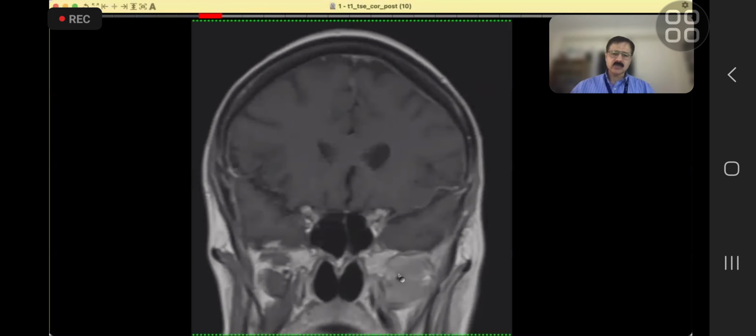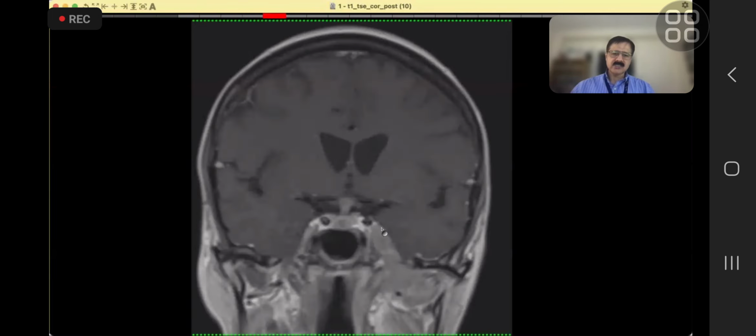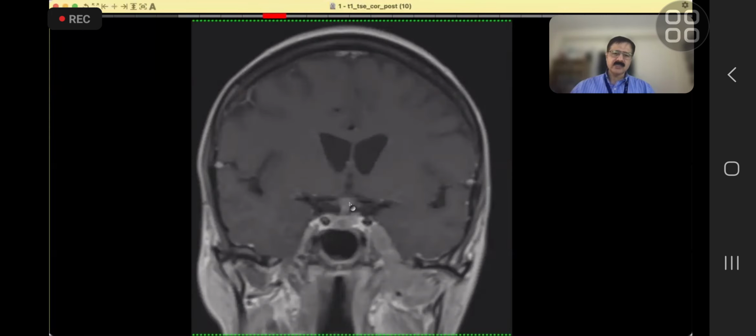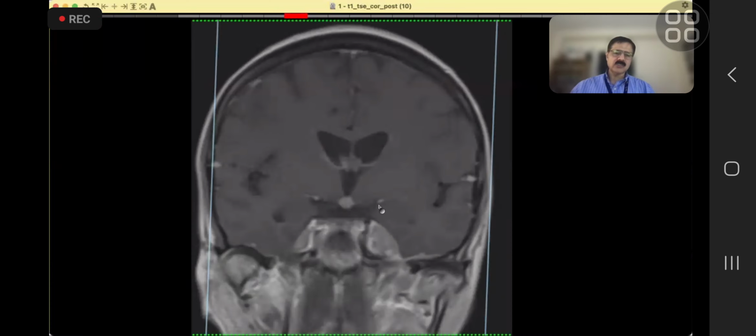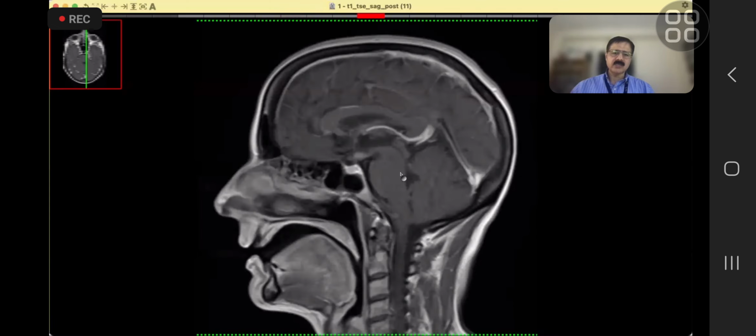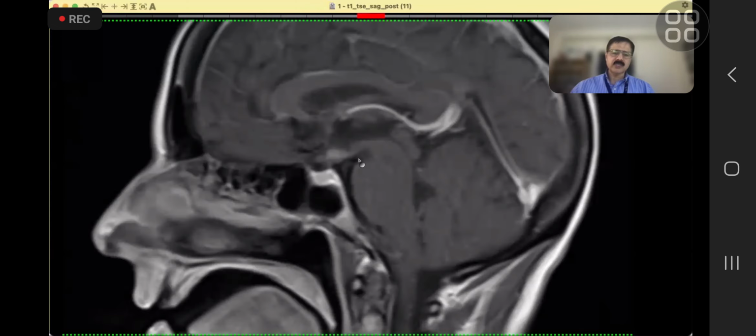They are all thick, enhancing, and then this soft tissue is going up. And so it is going into the Meckel's cave there. And with that, the infundibulum and portion of the hypothalamus is thickened. So that is hematogenous spread, not direct spread, but of lymphoma, which can happen.